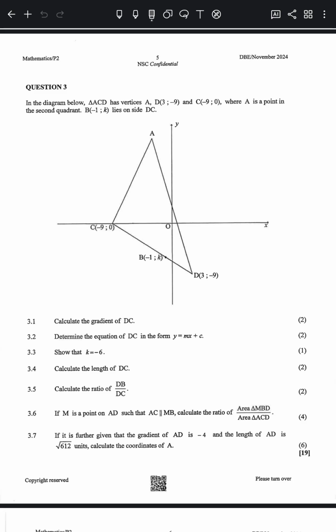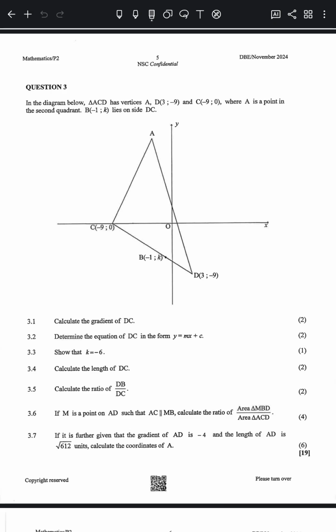Therefore, now the question says find the length of DC. That is still grade 11. Therefore, calculate the ratio of BD and DC. Man, that is still in the same bracket. Therefore, now they say that if M is the midpoint of AD, calculate the ratio of BD to DC and the area of ACD. So you need to make sure that you find the point M.